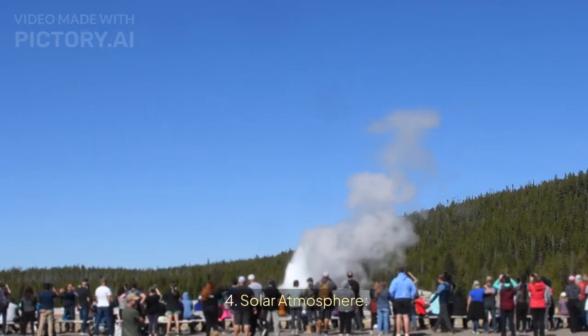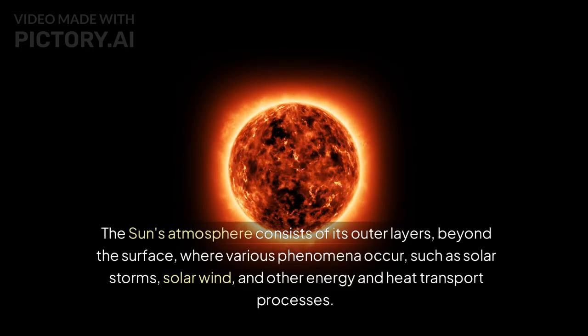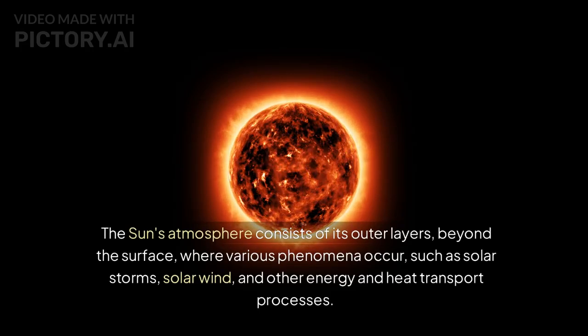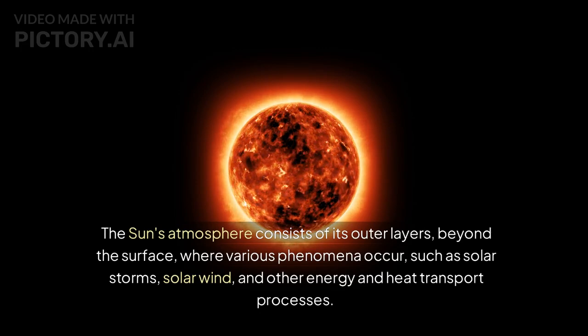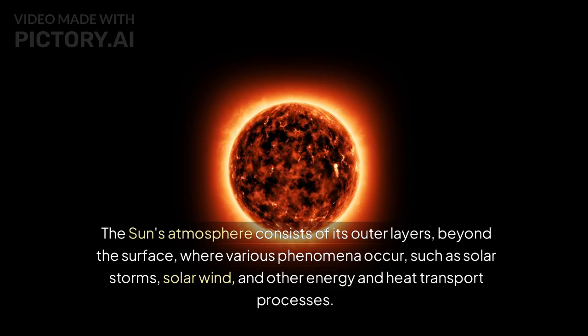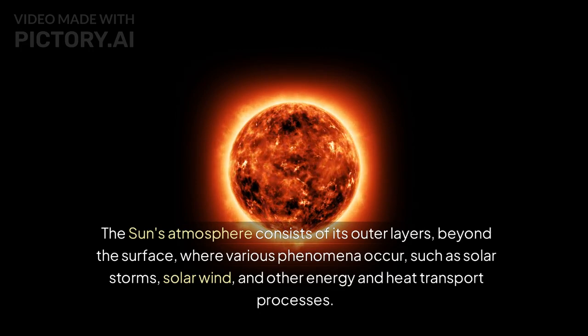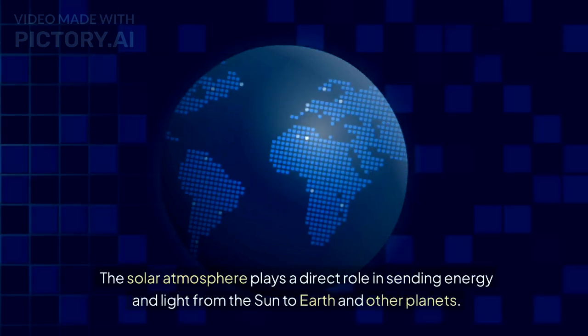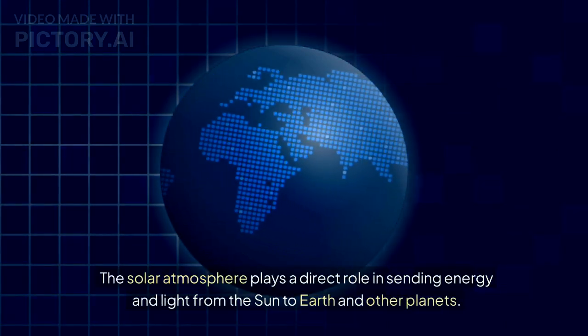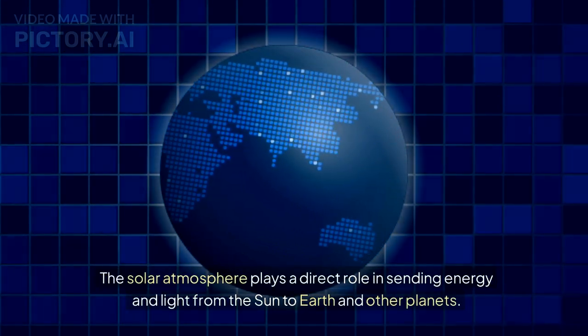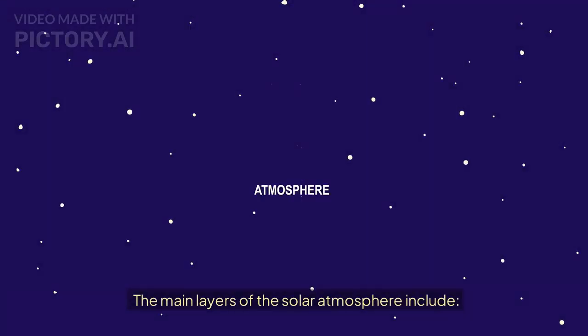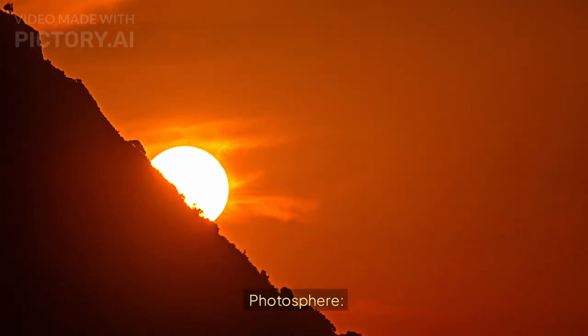4. Solar atmosphere. The Sun's atmosphere consists of its outer layers, beyond the surface, where various phenomena occur, such as solar storms, solar wind, and other energy and heat transport processes. The solar atmosphere plays a direct role in sending energy and light from the Sun to Earth and other planets. The main layers of the solar atmosphere include the photosphere.